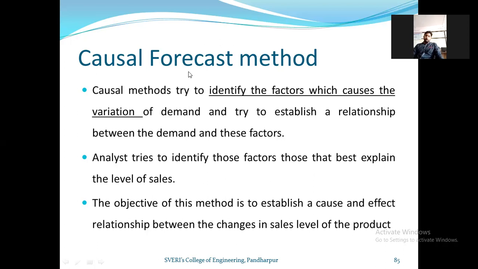So in that also, we are establishing the relationship between the time frame, that is nothing but deviation from the origin, and the demand of that particular product in the market.